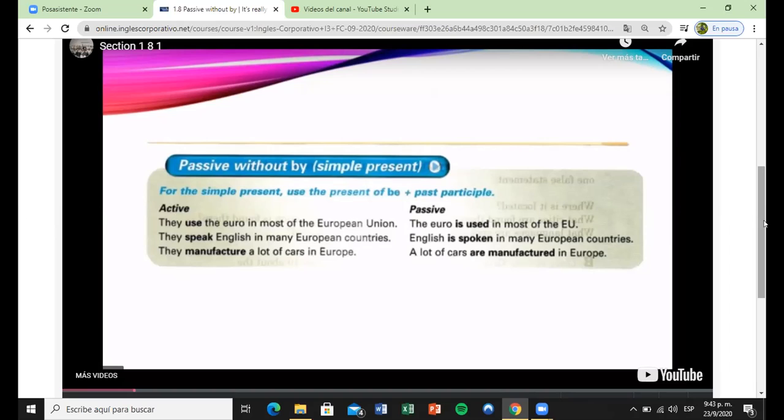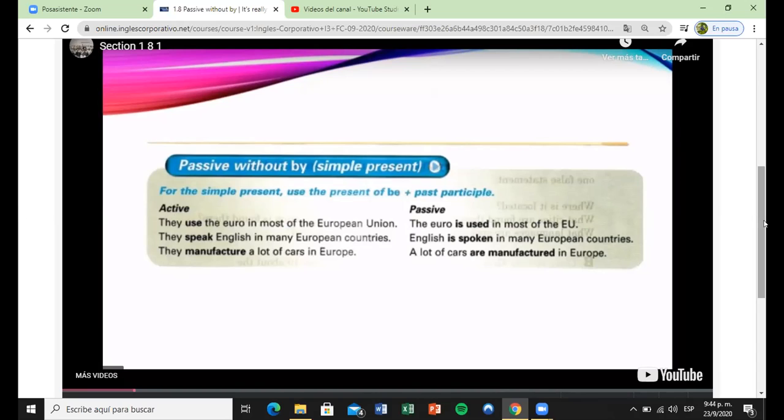They speak English in many European countries. They manufacture a lot of cars in Europe. All of these are active. Thank you very much. They're active because those people do these actions.